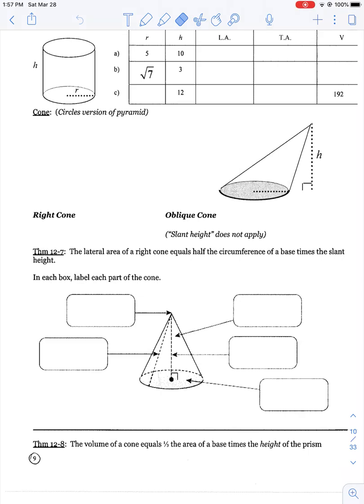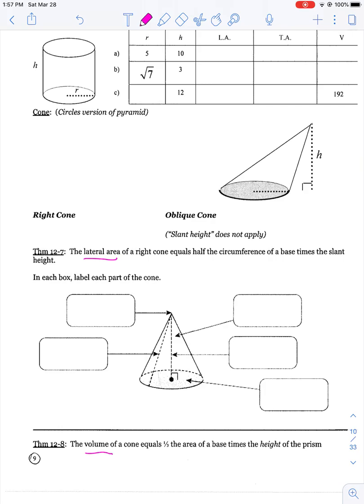So today we'll be looking at cones, which are circle versions of pyramids. All of the formulas that we're looking at in this section, lateral area and volume, are very similar to the ones that we studied in pyramids, except we replace everything that had references to a base that wasn't a circle with a base that is a circle.